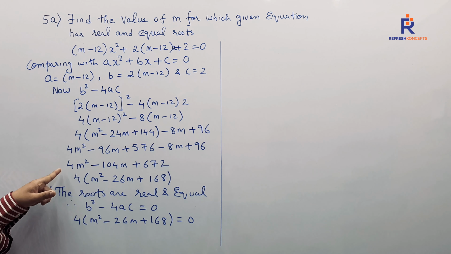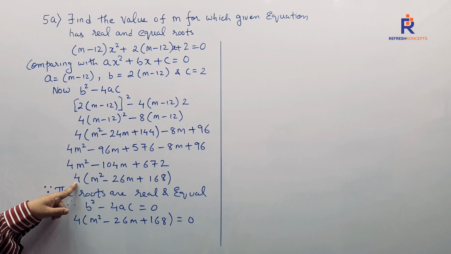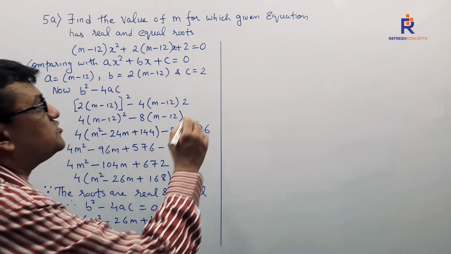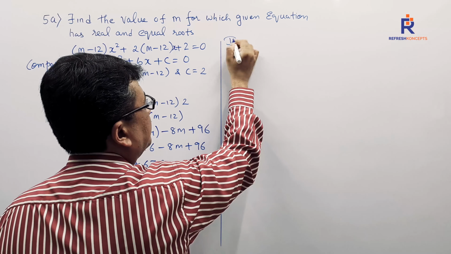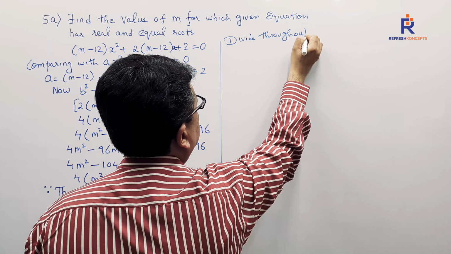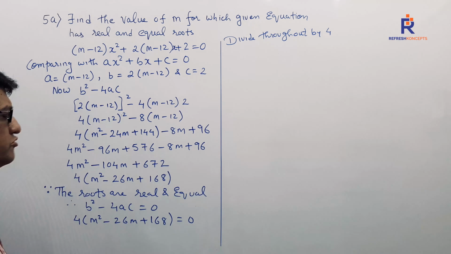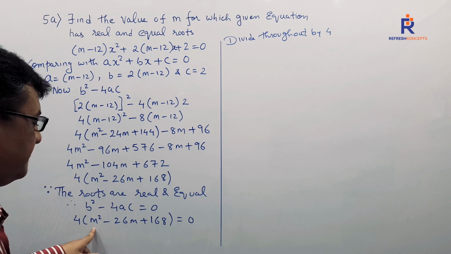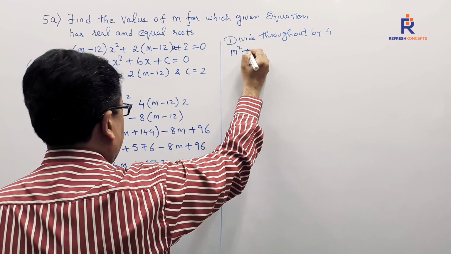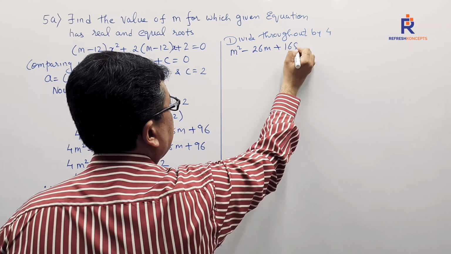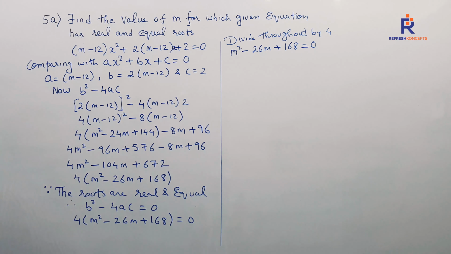Now, many must be thinking, why did sir remove 4 common? I'll give the answer right now. Can I divide throughout by 4, both the sides? So dividing throughout by 4, this 4 gets cancelled off, and 0 by 4 gives me 0. I'm left with m square minus 26m plus 168 equals to 0.